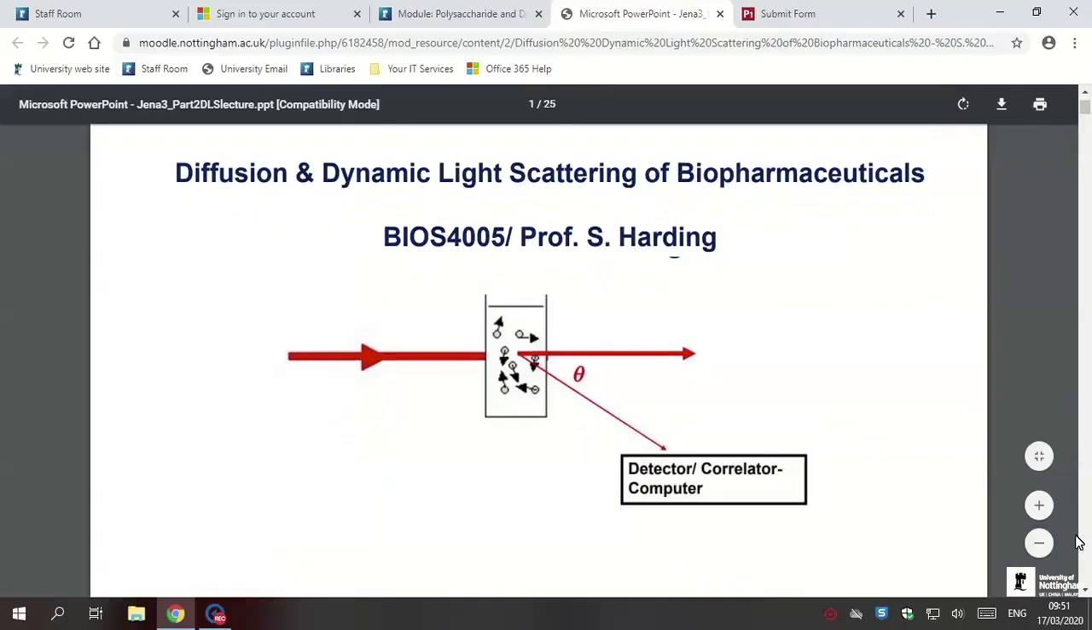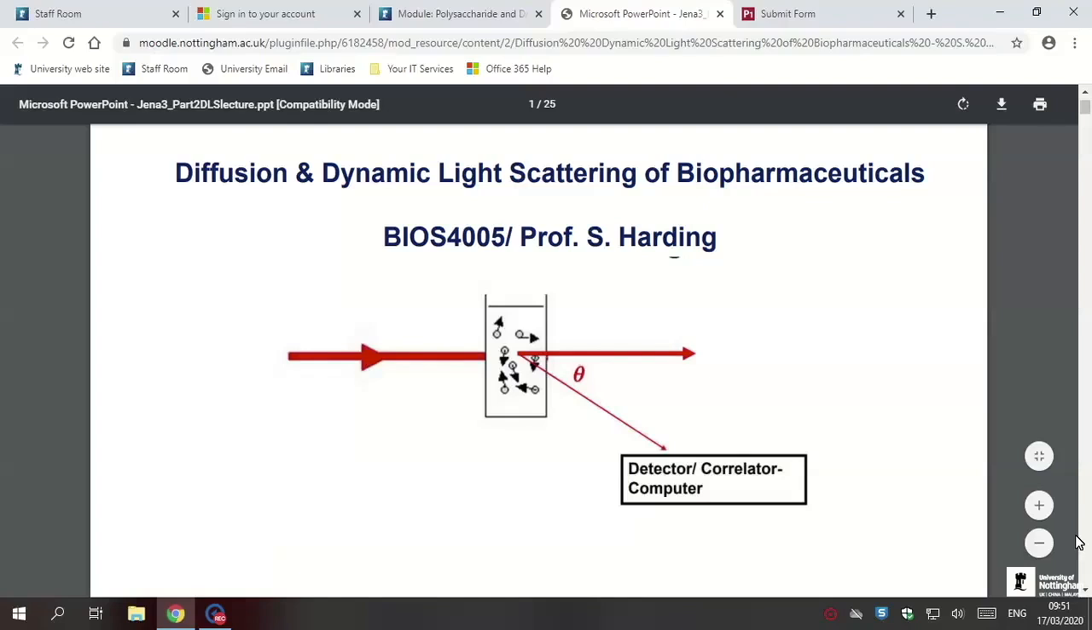This technique called dynamic light scattering is very simple to use. The instrumentation is quite simple to use, even though the physics behind it is very complex.